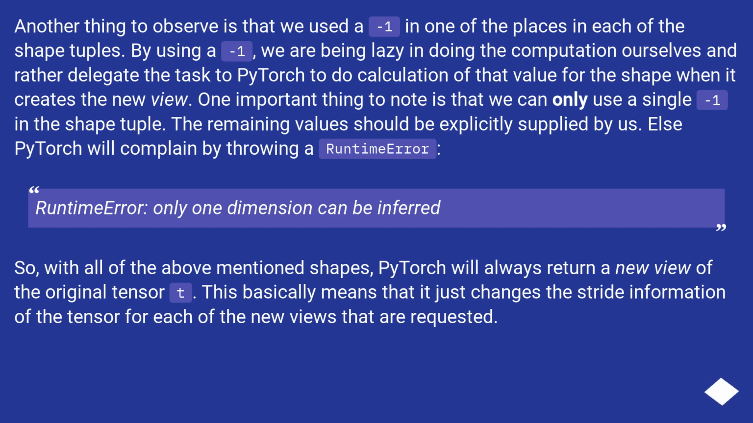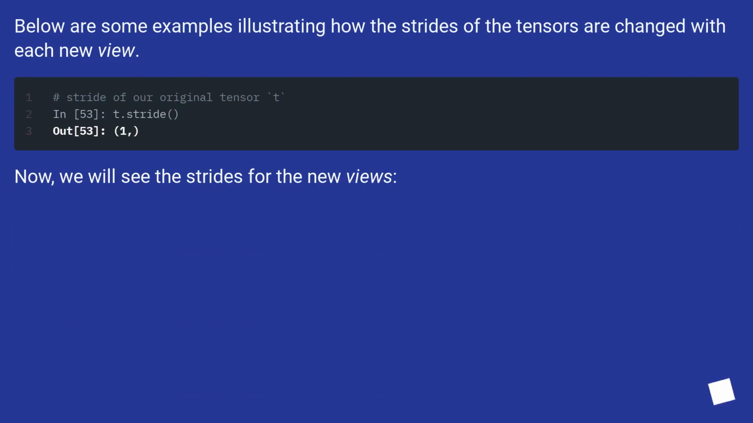So, with all of the above mentioned shapes, PyTorch will always return a new view of the original tensor T. This basically means that it just changes the stride information of the tensor for each of the new views that are requested. Below are some examples illustrating how the strides of the tensors are changed with each new view. Now, we will see the strides for the new views.